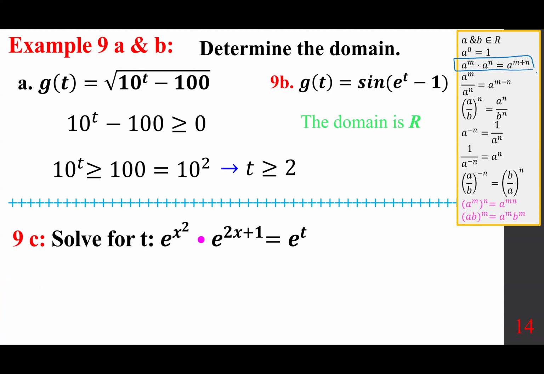So we are going to add x squared and 2x plus 1. Well, they both have the same base. They must have the same exponent. x squared plus 2x plus 1 must be equal to t.